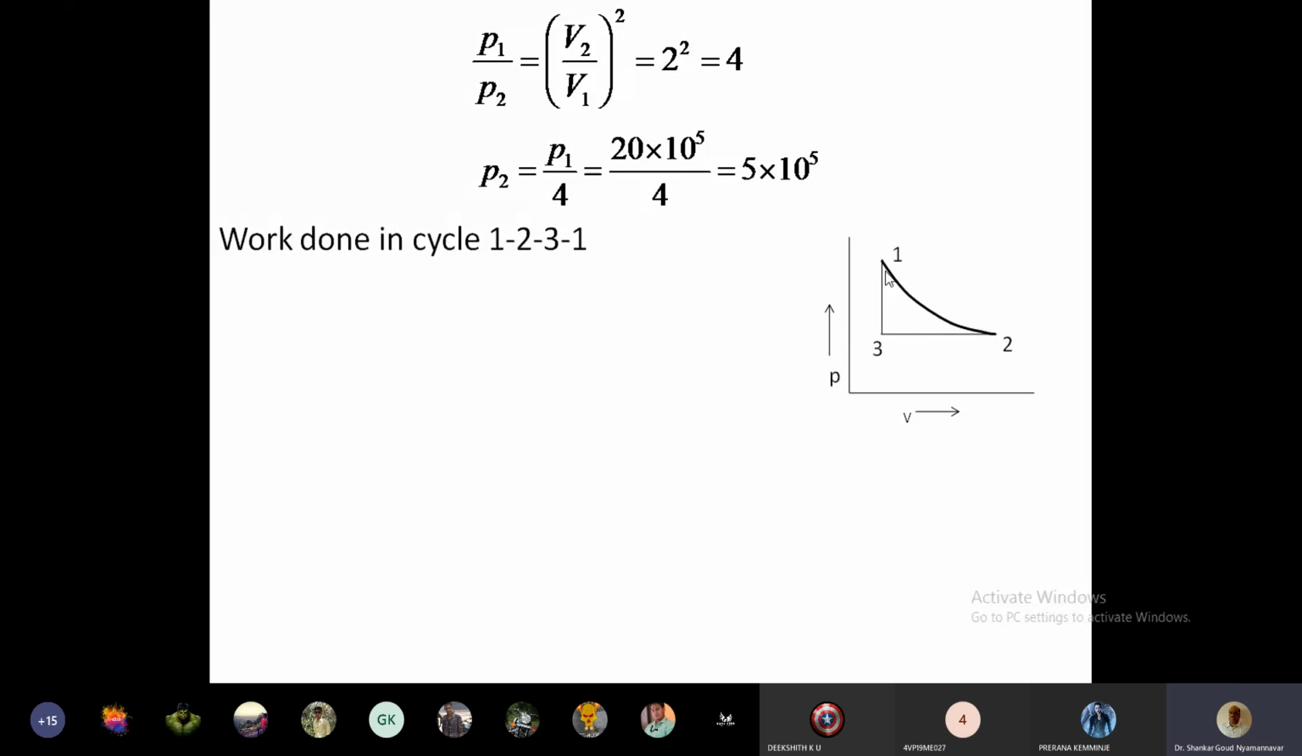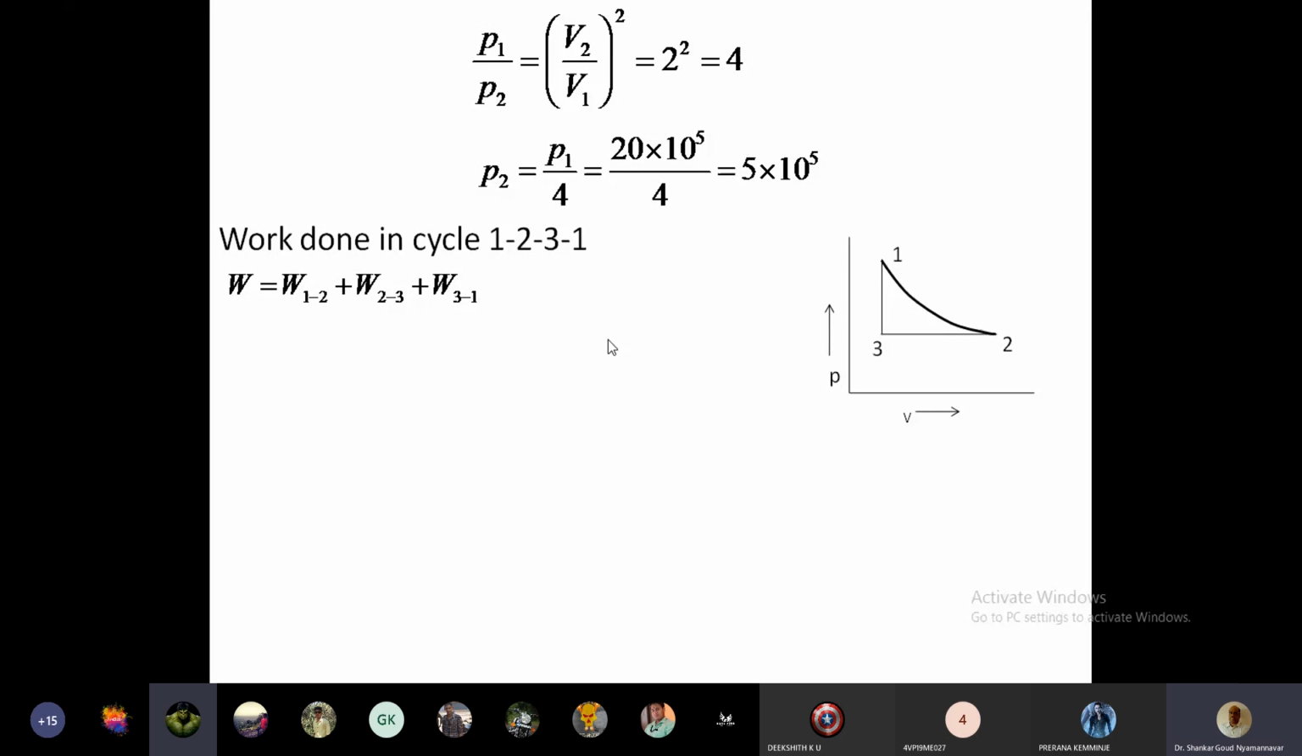But here it is not. Here the relation is different. It is a polytropic equation here, and here it is a straight line. Here again one straight line. So equations are different for different segments. When the equations are different in segments, you have to split the total integration into parts. So work done in the cycle is equal to work done in process 1 to 2 plus work done in process 2 to 3 plus work done in process 3 to 1.